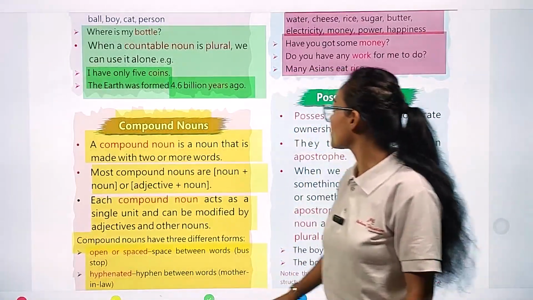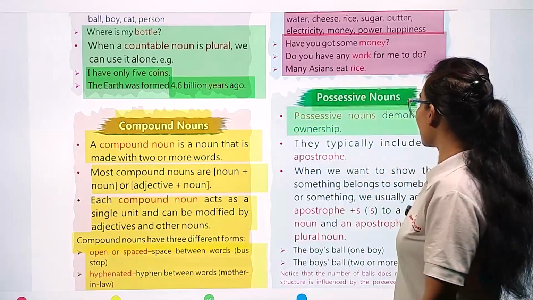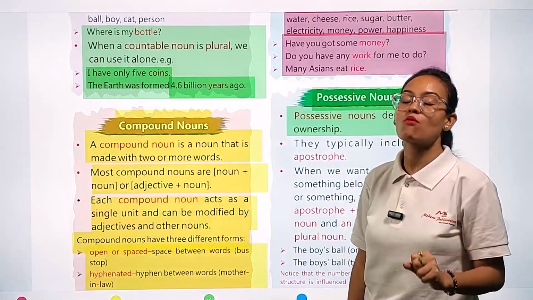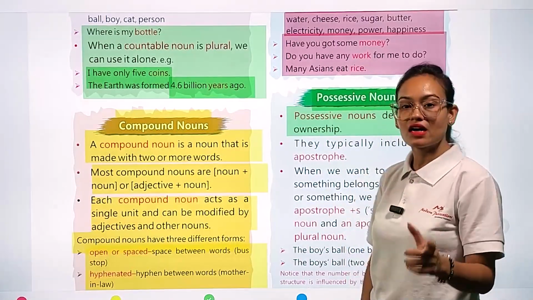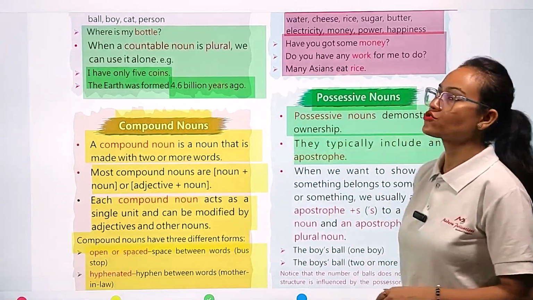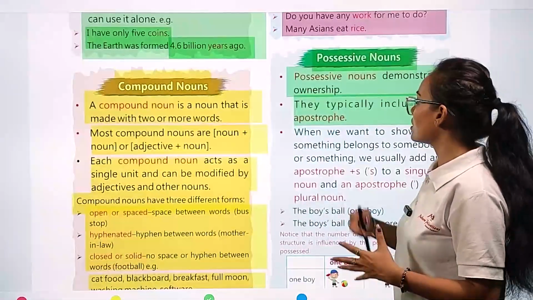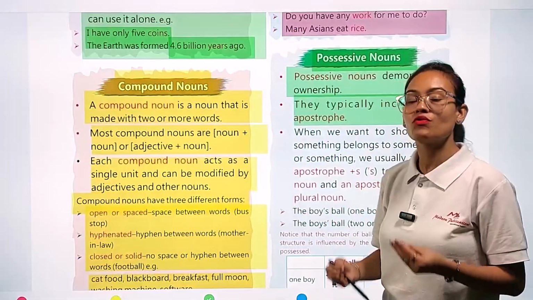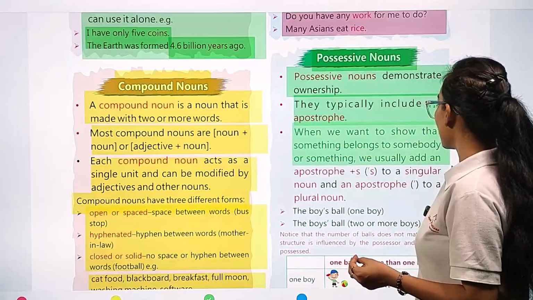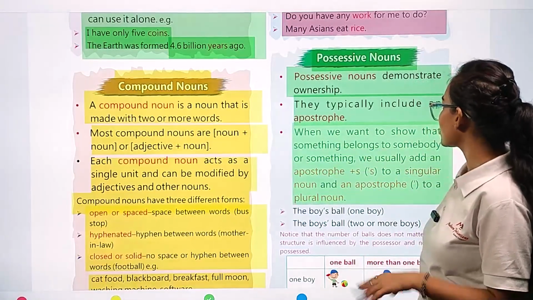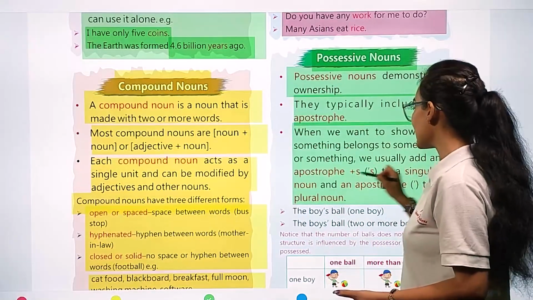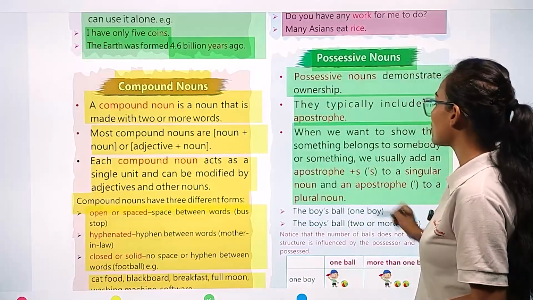Possessive nouns demonstrate ownership. Whenever any noun word shows ownership of anything, it comes under the category of possessive noun. They typically include an apostrophe. Whenever we talk about possessive nouns, we always use the apostrophe punctuation mark. When we want to show that something belongs to somebody or something, we usually add an apostrophe plus s to a singular noun and an apostrophe to a plural noun.